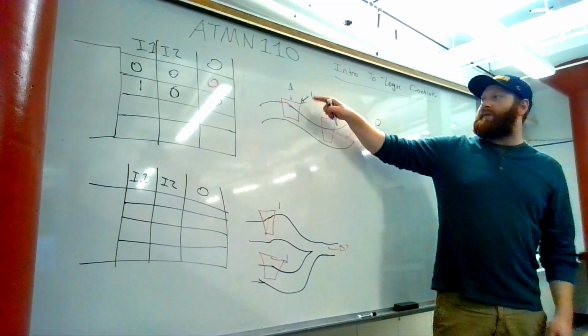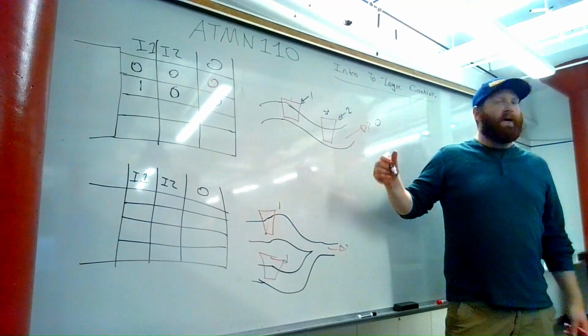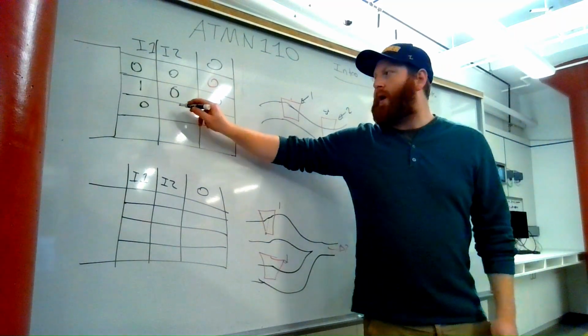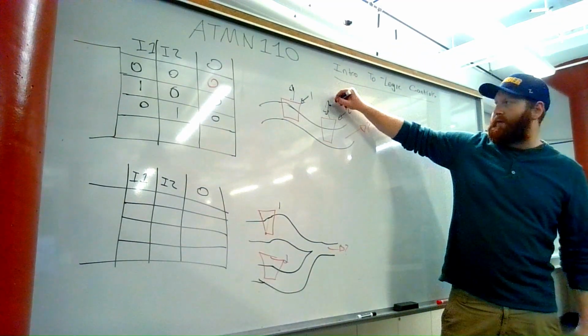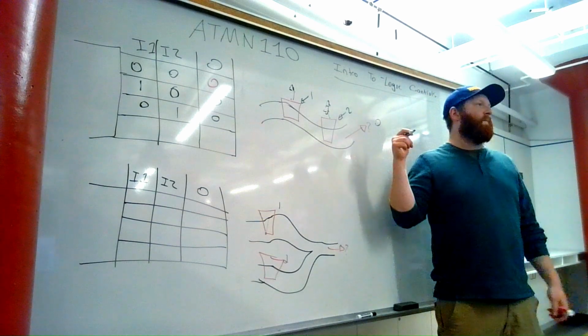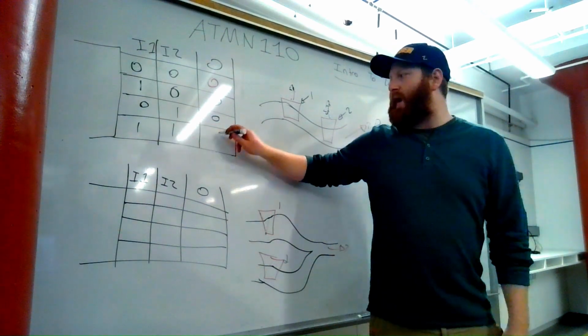What if we flip the script? This one's going to be down now, and this one's going to be up. Still 0. So if we have 0, 1, it's also 0. But if we have both of them up, what's the output going to be? 1. We're going to have flow at the end, right? Great. 1, 1, and 1.